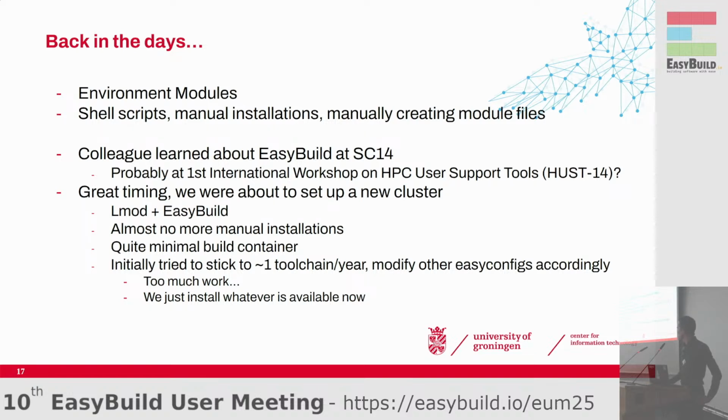One other policy that we initially had, but we soon let go of, was that in order to keep it easier for our users, we wanted to try to stick to a single tool chain per year. That means that we backported lots of stuff to that older tool chain, which also means that you have to backport all the dependencies, and that was quite a lot of effort to maintain. So at some point we just let go of it and said, well, whatever is available in EasyBuild, we just install it regardless of the tool chain.